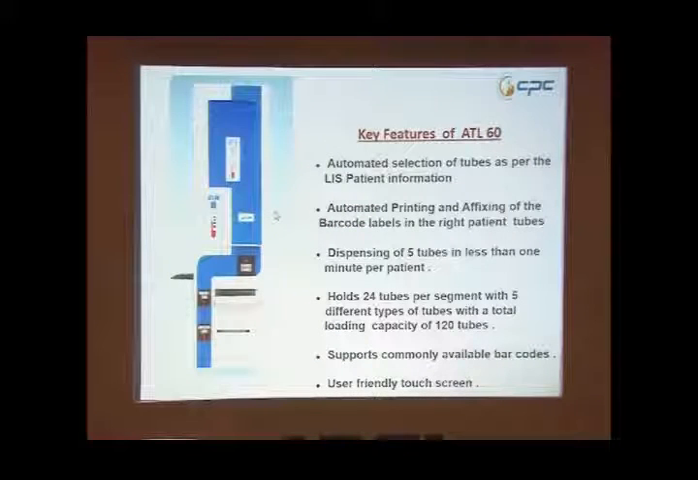Then the other available analyzer is the ATL60, which is actually made by CPC, where the machine is actually located here across the hall.